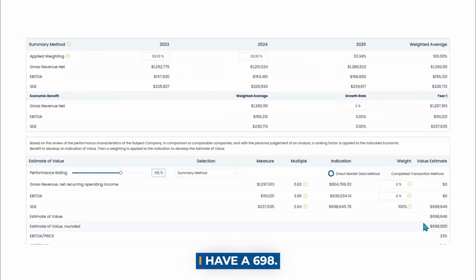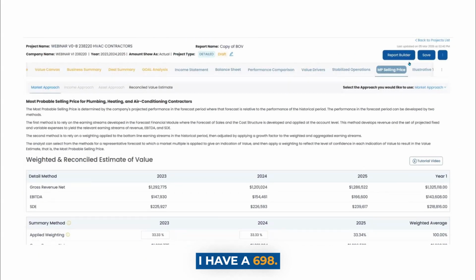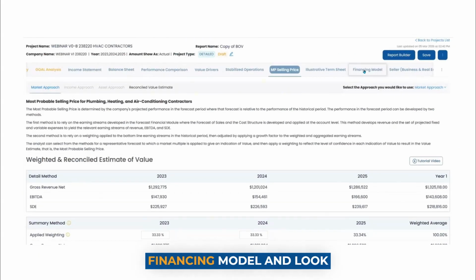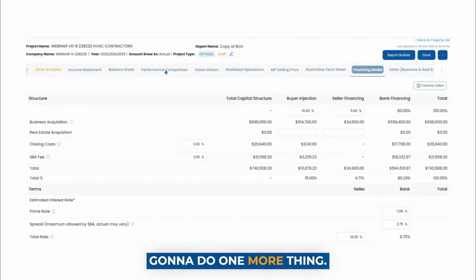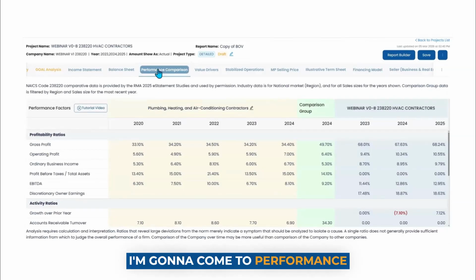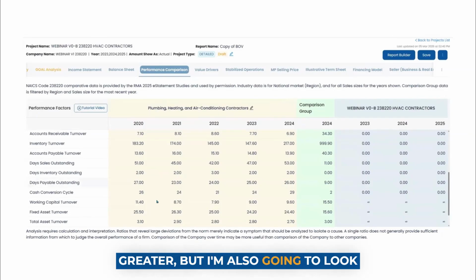But here I have a $698. I can still come to my financing model and look and see what my debt service coverage is and say, great, I'm still very strong. But I'm going to do one more thing. I'm going to come to performance comparison, and I'll come to EBITDA, and I'll see its performance is greater, but I'm also going to look at this cash conversion cycle.